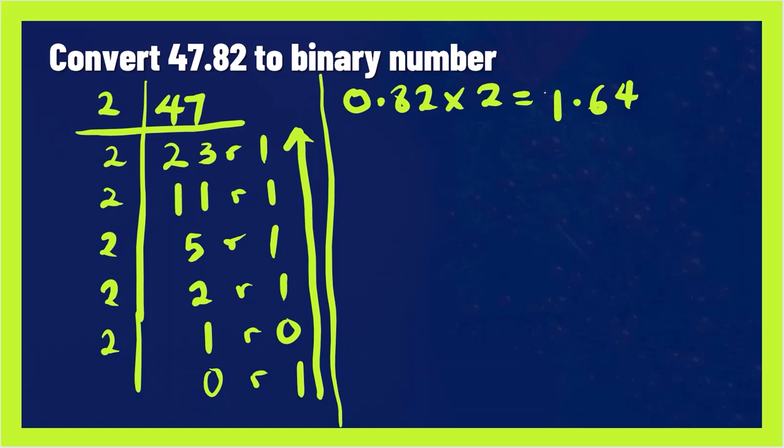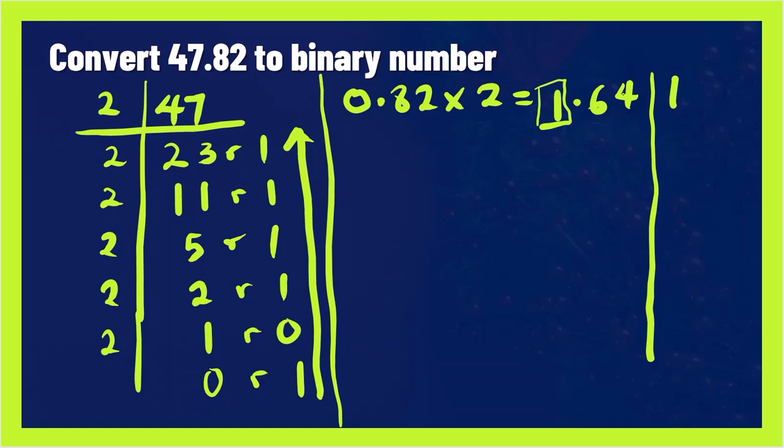Okay, so take out the integer part from 1.64. The integer part is this 1, or you can say the whole number part. Take out the whole number part, then draw a line like this. Okay, so we're going to be writing out the result of the integer part. So write the integer part here, 1.